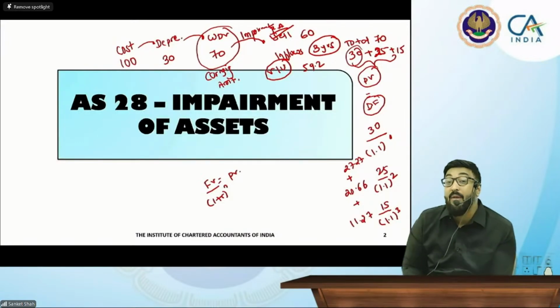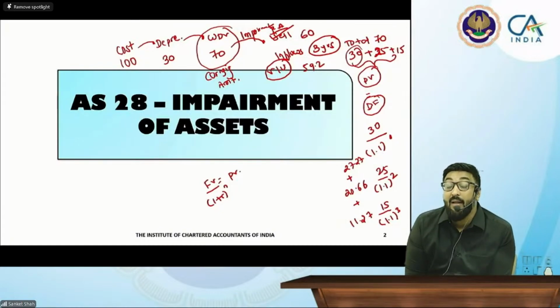Asset की value को कम करना other than depreciation. We are reducing the asset value, but other than depreciation, then it is called impairment. Got the concept in the simple way? What is the impairment of asset?